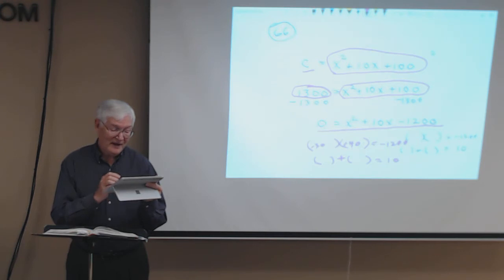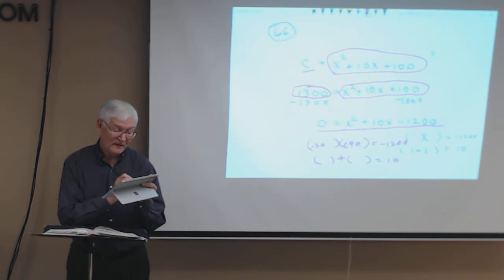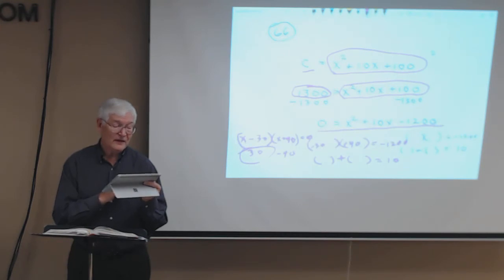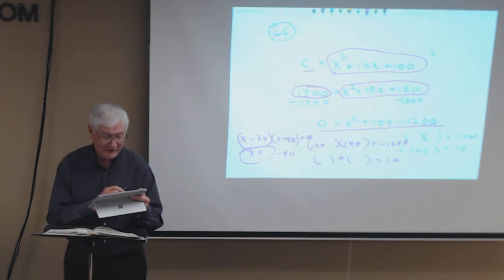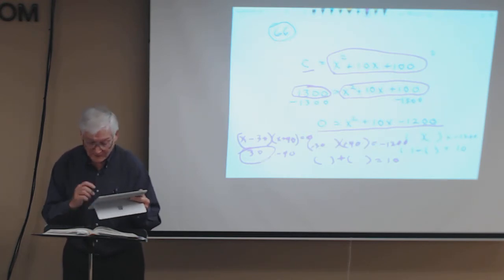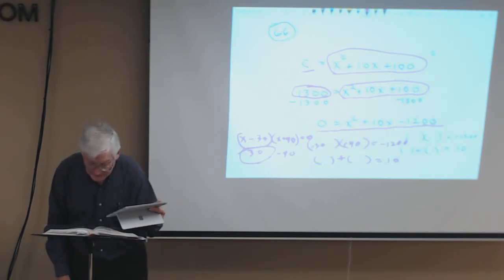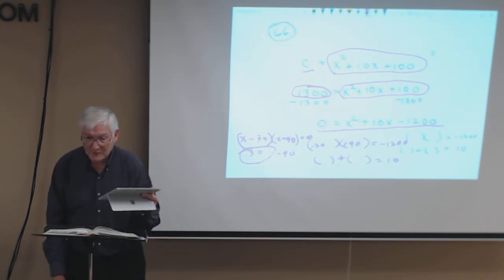And since we're talking about time, then it would be x minus 30 times x plus 40 equals 0. So x would either be 30 or negative 40, and we'll go with 30. What are we getting here for number 66? 30 customers. Okay, so I need 30 customers.